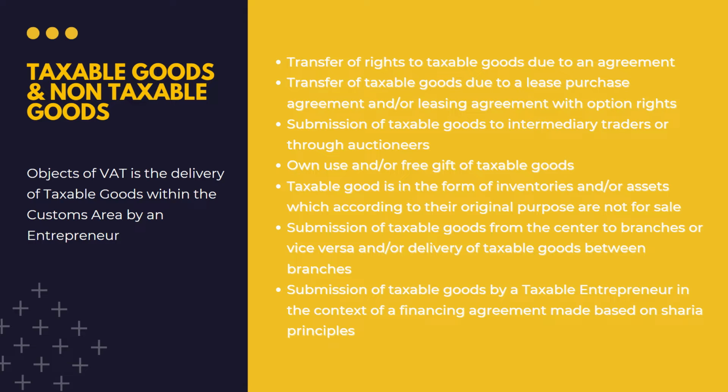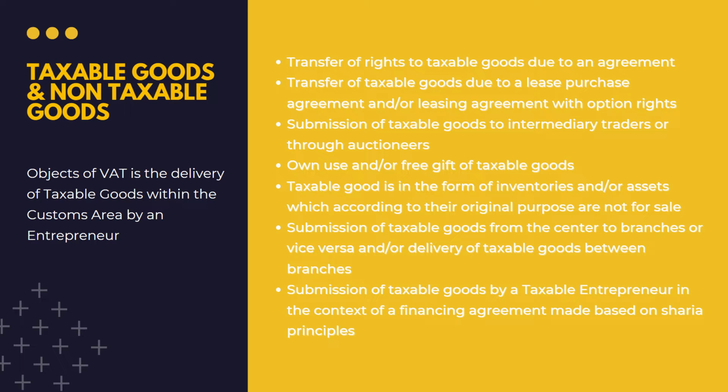The next is transfer of taxable goods due to a lease purchase agreement and or leasing agreement with option rights. Next is submission of taxable goods to intermediary traders or through auctioneers. What is meant by an intermediary trader is an individual or entity who in his business activities or work under his own name enters into an agreement or engagement on and for the dependence of another person by receiving certain wages or remuneration, for example, commissioners, while the auctioneer is a government auctioneer or appointed by the government.